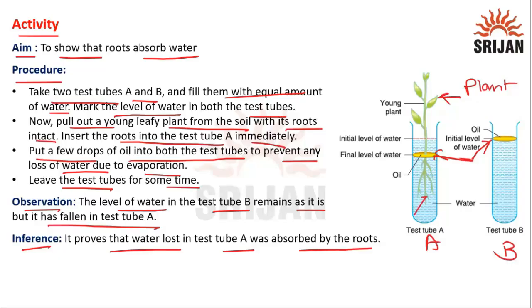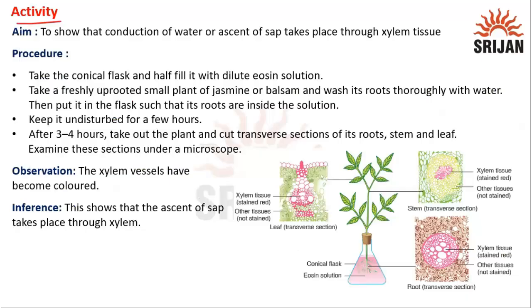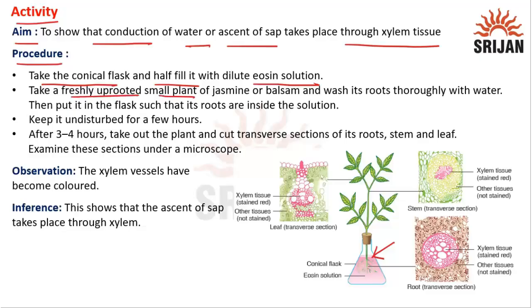So these roots absorbed water from test tube A. Let's perform another activity. Here the aim of the activity is to show that the conduction of water or ascent of sap takes place through xylem tissue. The procedure: take the conical flask and half fill it with dilute eosin solution. So this is the conical flask half filled with eosin solution that is pink in color. Take a freshly uprooted small plant of jasmine or balsam and wash its roots thoroughly with water.